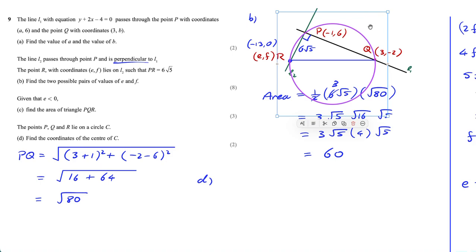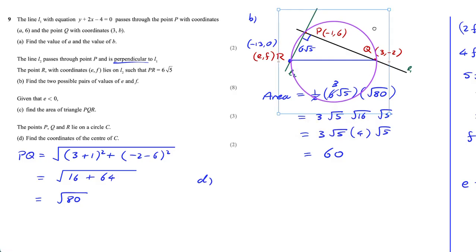Now if these 3 points are on the circumference and there's a right angle there, I've seen this type of question before, that means that this is a diameter, because the angle in a semicircle is 90 degrees. So this here is the key to the question, this is a diameter.